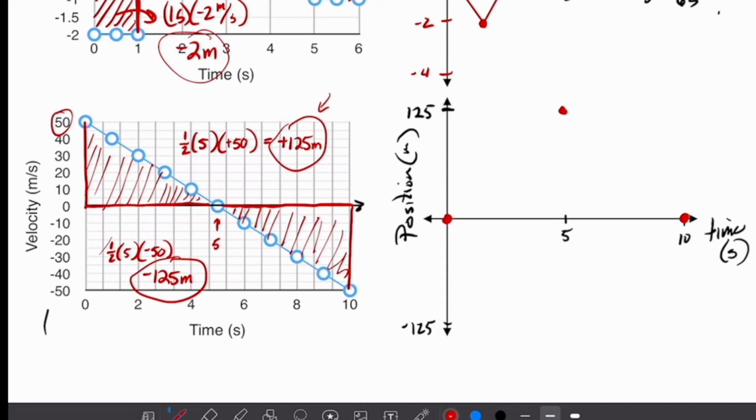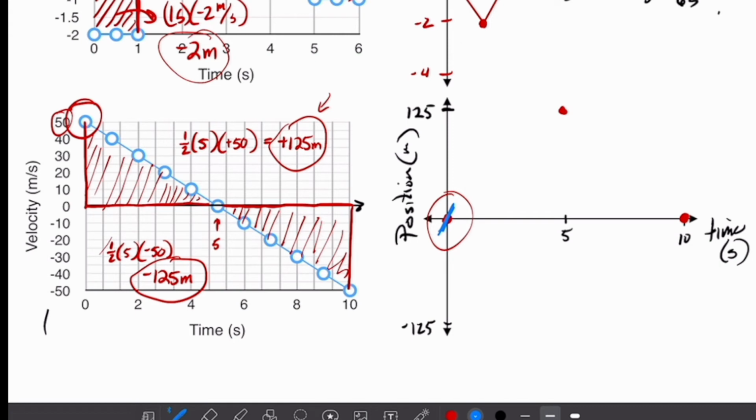So let's take a look. We can estimate it. At 0, what was my slope supposed to be? 50. The velocity was 50, so my slope at the start has to be very steep, because it has to be a slope of positive 50. So I'm just going to draw in a little piece of slope. Something to clue me in that I have a steep slope there.